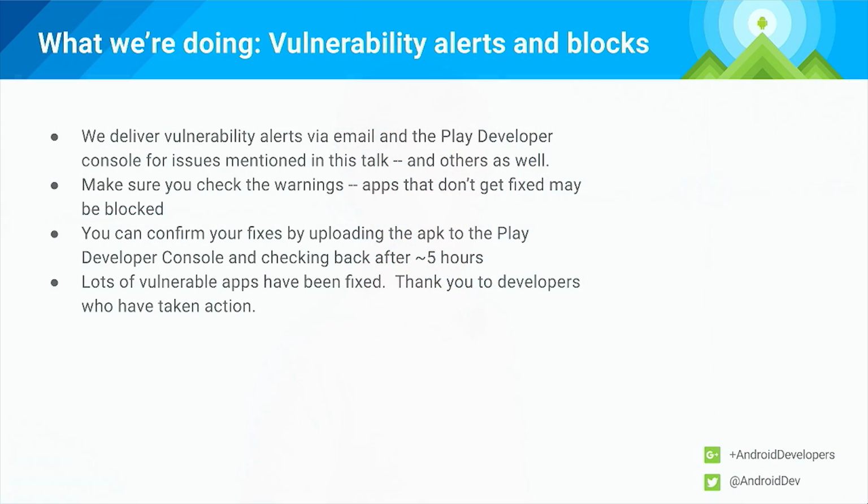So some notes on that vulnerability alert and blocking. If we detect a vulnerability in your application for SSL, old libraries, those kinds of things, you'll get a vulnerability alert via the email on your console, and you'll get a notification on that page. Make sure you actually go and check these and fix them, because if you don't fix them, your application may be blocked, right? Don't ship things with security issues.